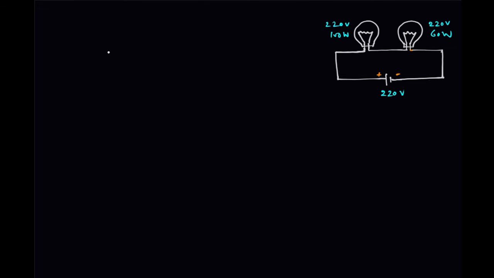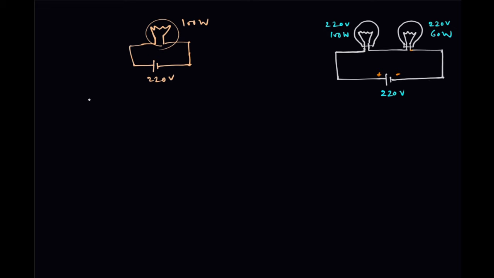What is this rating that we just discussed? Suppose this is the lamp. That means when this bulb is connected across the voltage source of 220 volt, then the power consumed by this bulb will be 100 watt. So from this information you can find out the resistance.